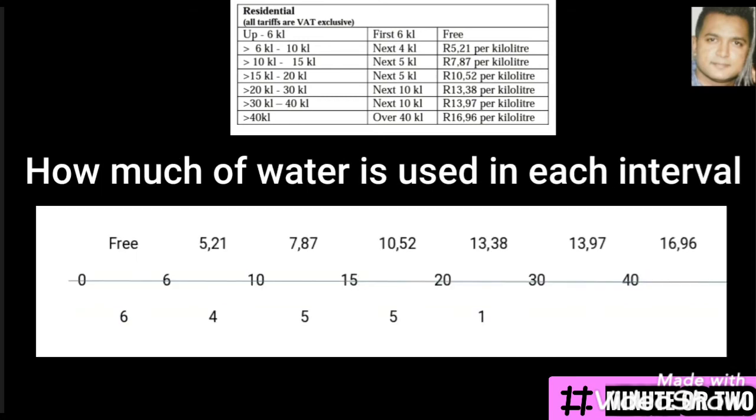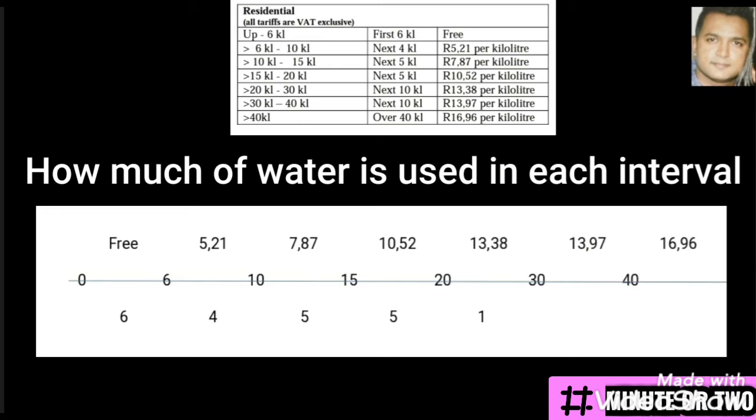In this step here, all I've done is in each interval I'm indicating how much water is being used. So from 0 to 6 I use 6 kiloliters. From 6 to 10, that will be 10 minus 6 is 4. And the third one will be 10 to 15, which is 15 minus 10 is 5. And so on. I've done it until I reach 21 because Marcus has used 21. Now if you add up all those numbers at the bottom, you will see I arrive at 21.